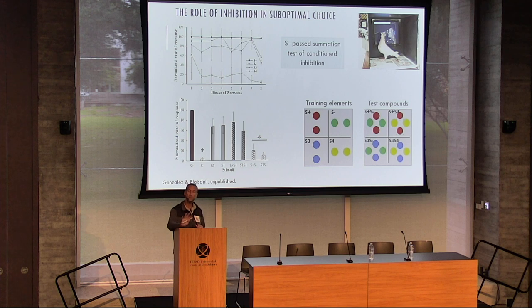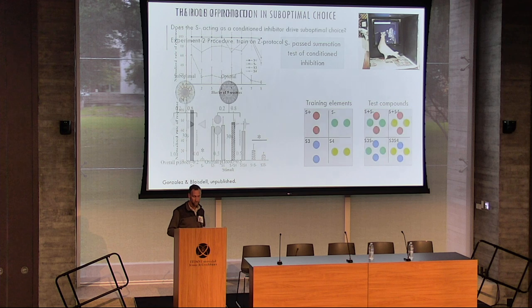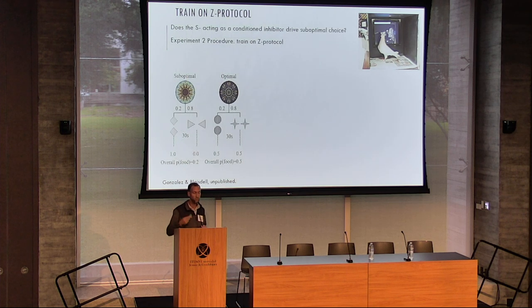But of course, these cues were trained by themselves. So now the question is, can we go back to the full protocol and full design and see if we also get evidence for development of suboptimal choice as well as development of inhibition as assessed by a summation test.